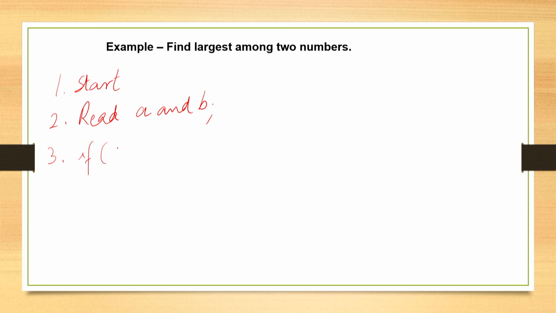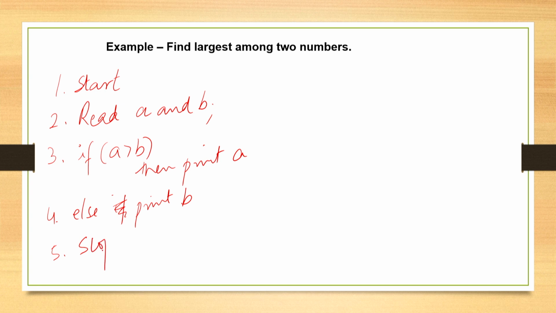So, if A is greater than B, then print what? A, else, you do not need an if statement over here, you can simply write it. If A is not greater than B, it means what? Else you have to print B, because only two numbers are there, and then stop. So, what is the flow chart of this? For a start, use the oval.